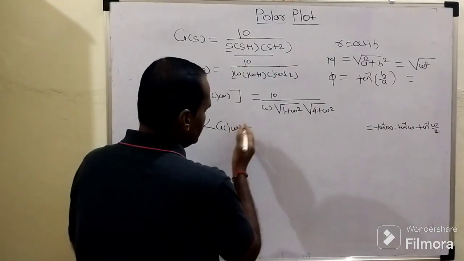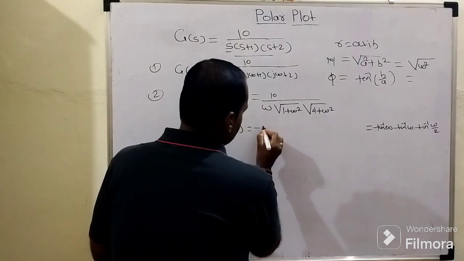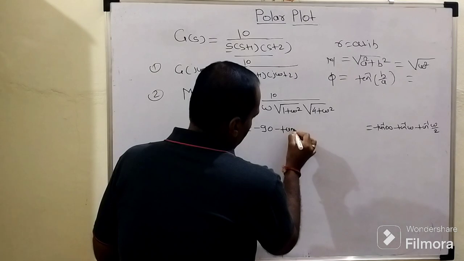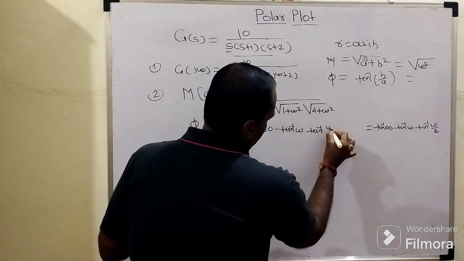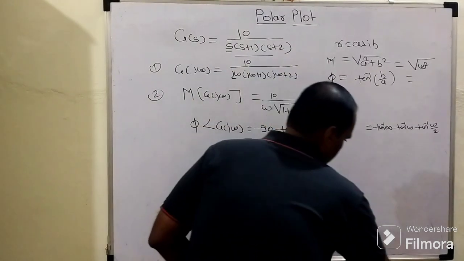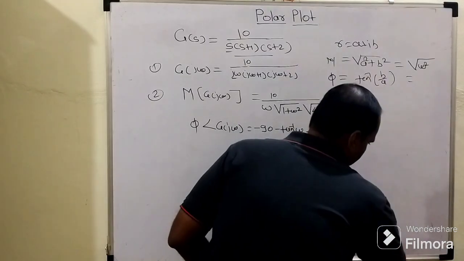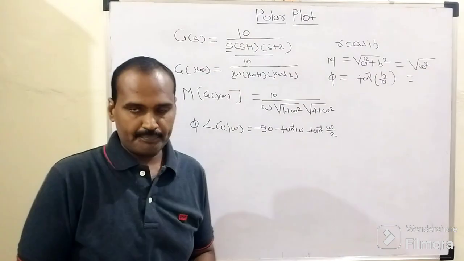So the phase angle of this g of j omega will become tan inverse of infinity, which means 90 degrees. So minus 90 minus tan inverse of omega minus tan inverse of omega by 2. So this is how the phase angle and the magnitude of this open loop transfer function are determined, right?